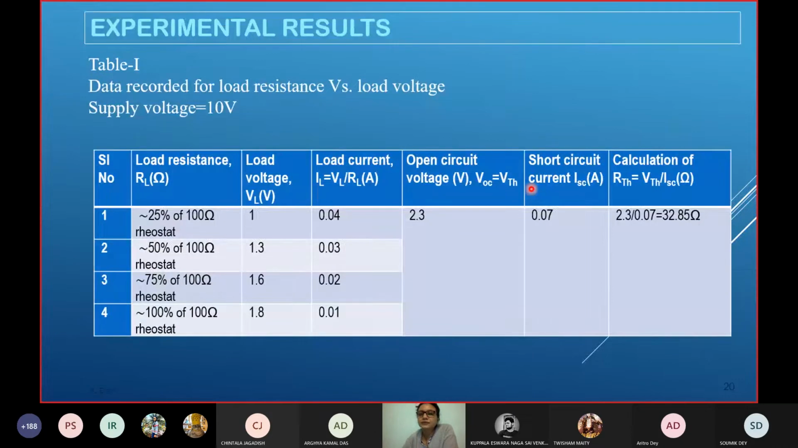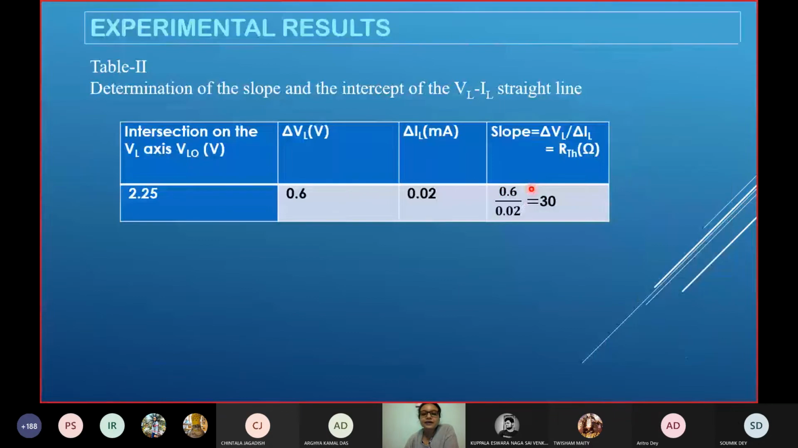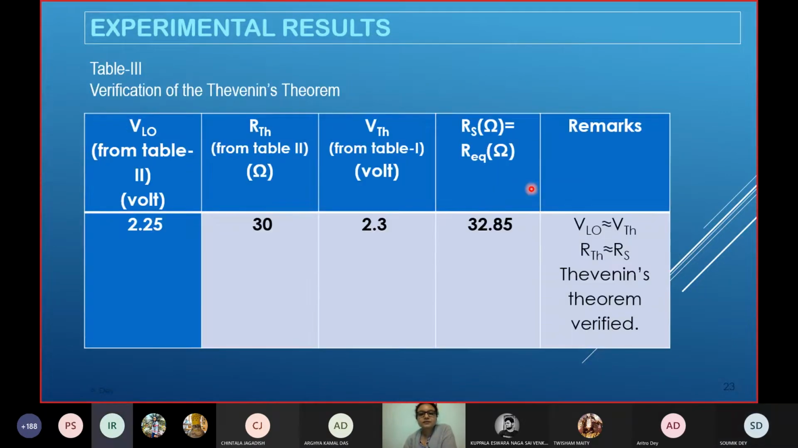experimentally it is 32.85. So these two are close to each other. So from that we can say that Thevenin's theorem is verified. Are you following? Yes, ma'am. So Thevenin's theorem is verified. VLO is nearly equal to VThevenin, and RThevenin is coming out to be the graphical value. So Thevenin's theorem is verified.